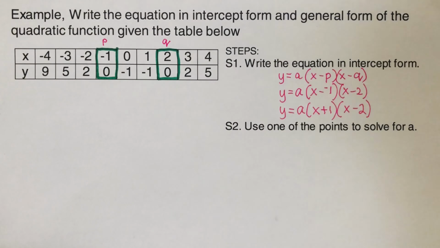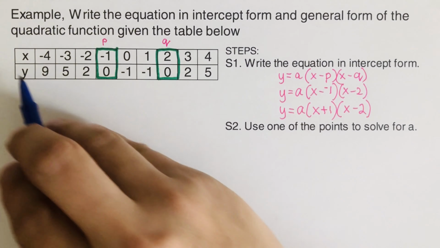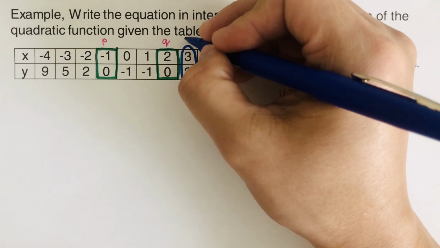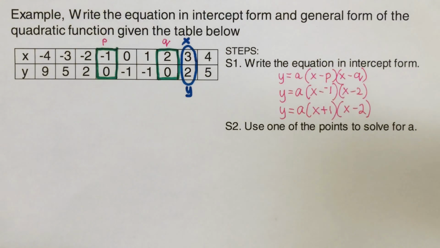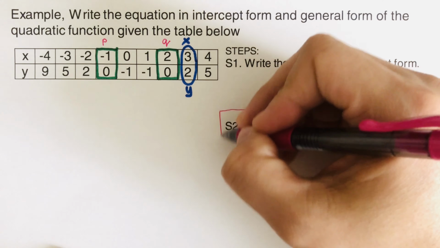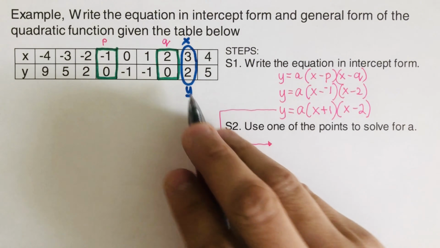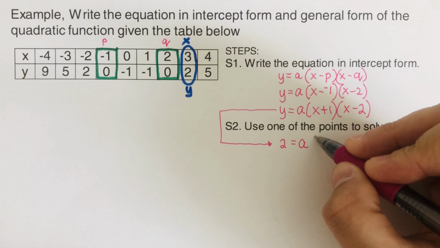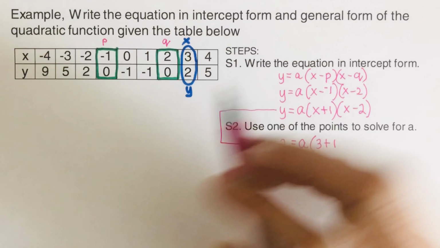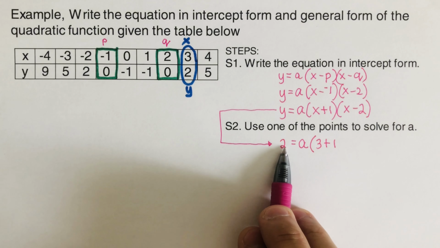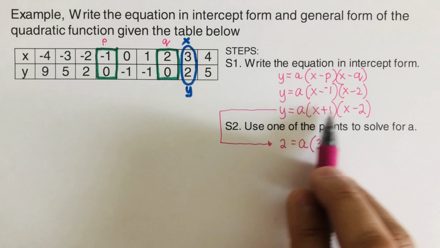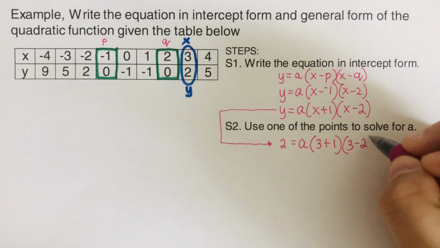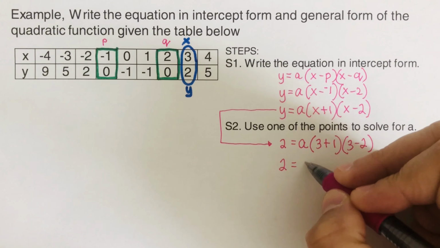The second step is to choose a point that would work. It doesn't matter which one you pick, but I would recommend we pick the smaller one. So that would be our x and this would be our y. Then this would be plugged into the equation over here. So our y is 2, which is equal to a parentheses, our x is 3 plus 1. Again, the 2 goes here, which is the y. The x is going to be plugged into each of those. So that's 3 plus 1 and then 3 minus 2. So then we get 2 is equal to a.